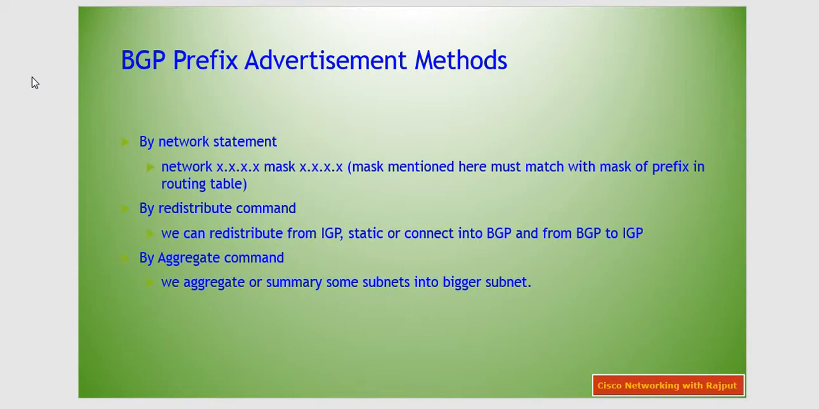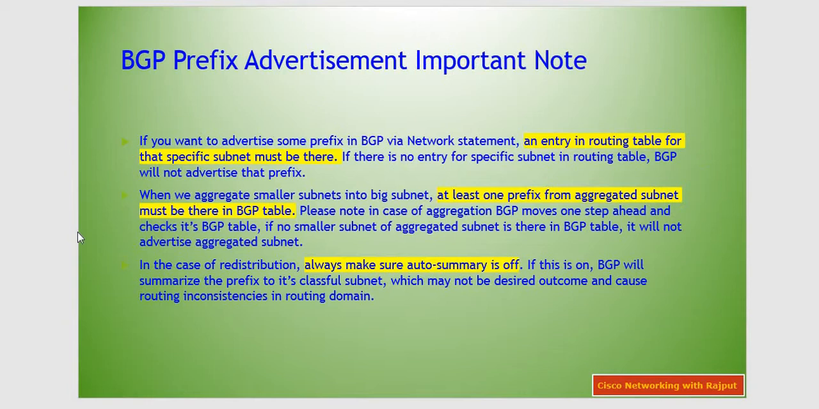Today we are going to have a look at BGP Prefix Advertisement. We have three ways we can inject routes or prefixes in BGP, and the first one is by network statement. The other method is by redistributing, and the third method is by aggregate command. We can aggregate some smaller subnets into one bigger subnet so that we just send one specific subnet instead of sending small specific routes.